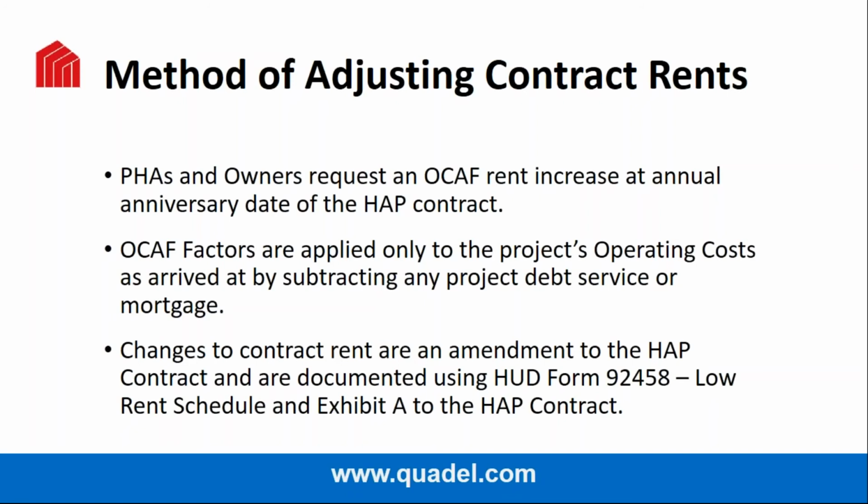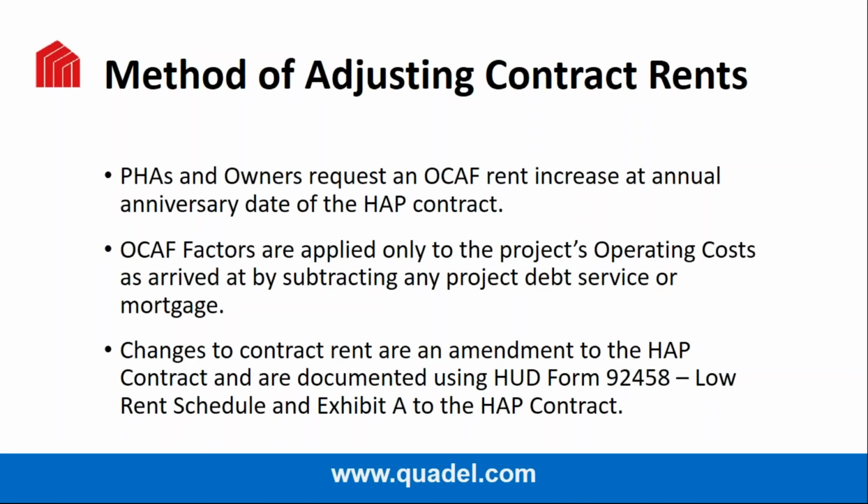Once the debt service is computed and removed from the current rent potential, the remaining amount is what we refer to as the rent potential attributed to the project's current operations. And this is the amount that is multiplied by the applicable published OCAF factor to arrive at an adjusted contract rent potential for the upcoming year.